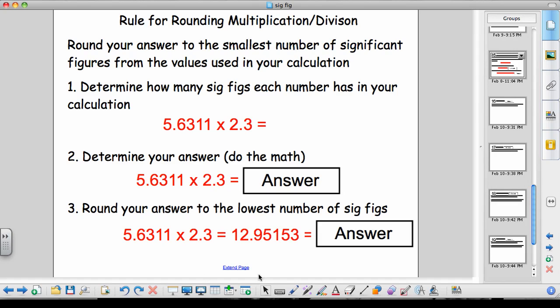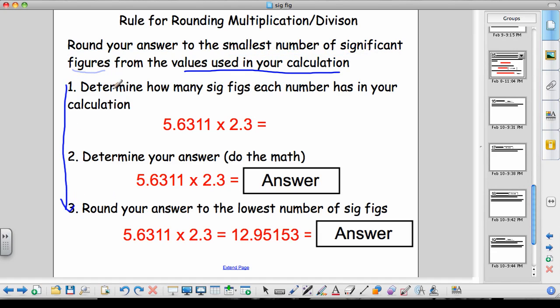Right here we have our rule written out, and we'll go through an example and then we'll do 2 problems, and that should take us through it. Our rule says we want to take our answer and round it to the smallest number of significant figures that we started with, whatever we used in our calculation. And I have 3 simple steps that we can follow.